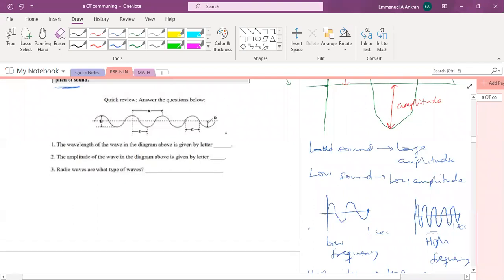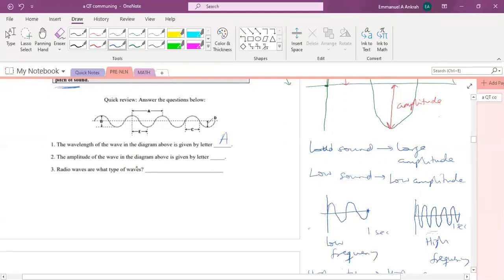Any volunteer for wavelength? B to D. It should be one letter. One letter, the wavelength. A? A. That's crest to crest. It's a complete cycle. So that's a wavelength. A is a wavelength. Okay.